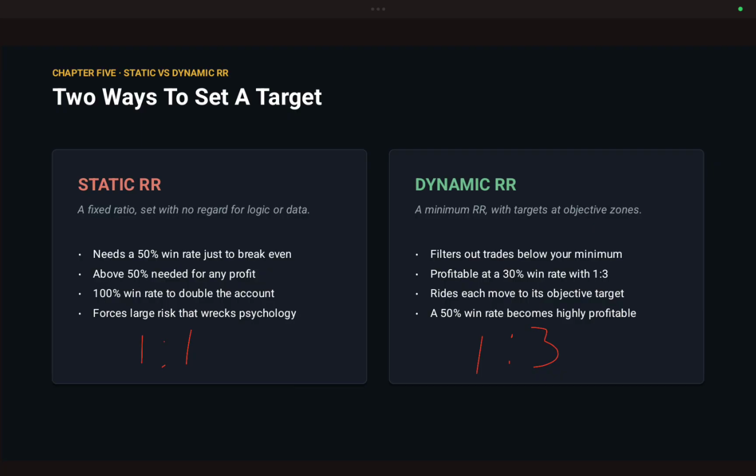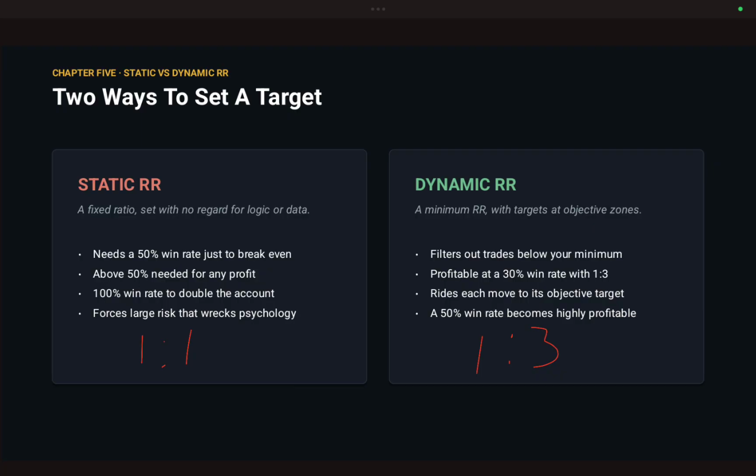Let's say you want to trade a 1:3 risk to reward. So anything less than 1:3, you don't take it. And this 1:3 is not something you force. The trade setup will validate it. It will give you an objective target of 1:3. It's not like you are extending your profit level beyond the objective target. So even at a 30% win rate, you are already profitable.